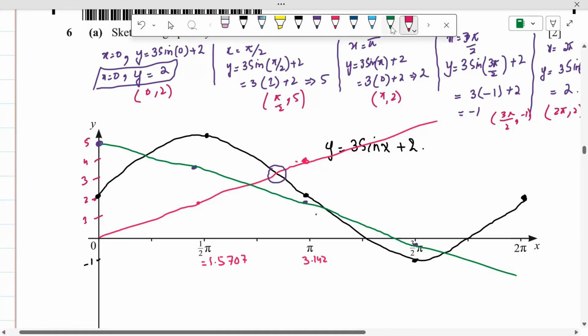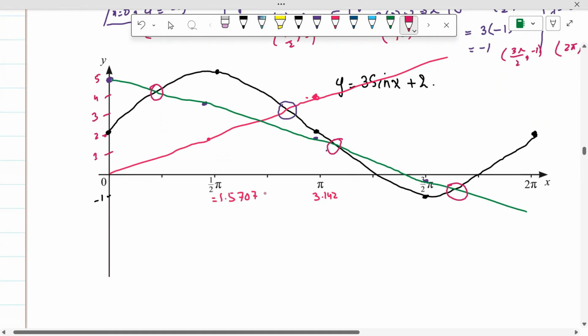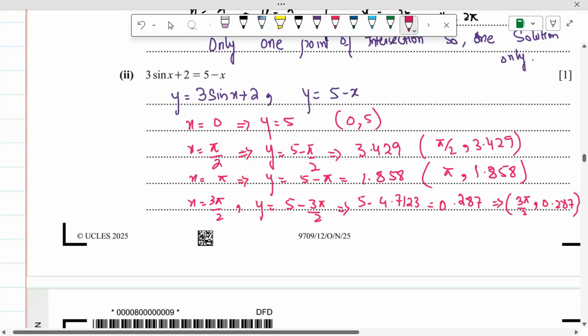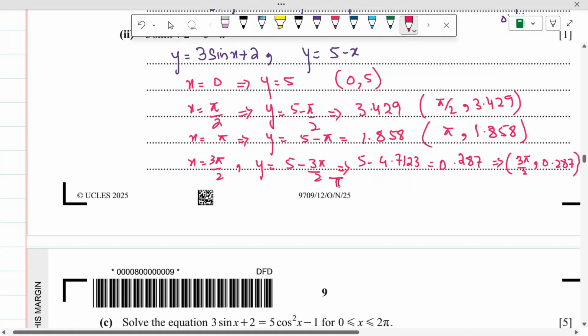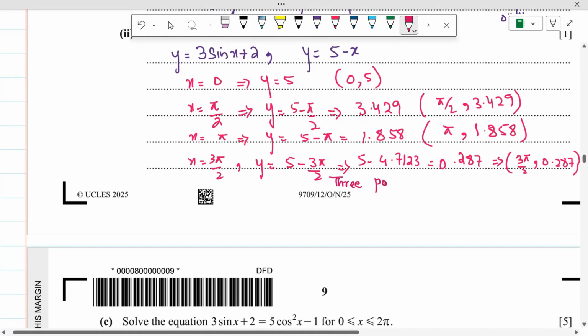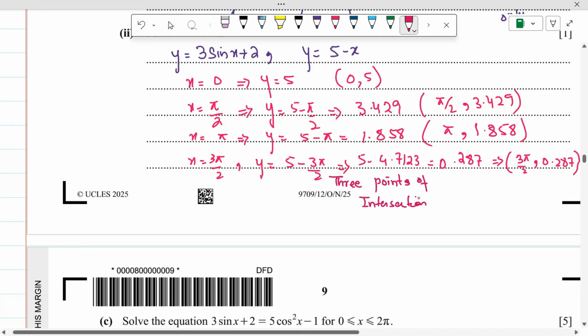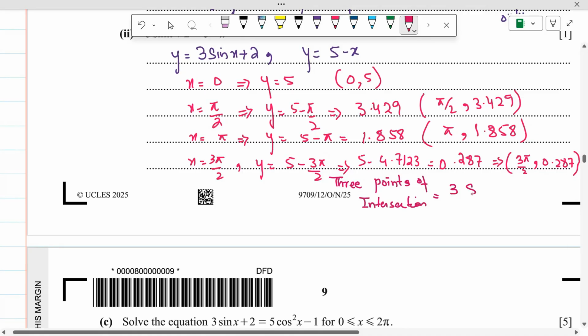let me check how many intersections there are. When this one, then this one, and then this one. So we have 3 points of intersection when we solve these two equations simultaneously. So we can say that there are 3 points of intersection, so 3 solutions.